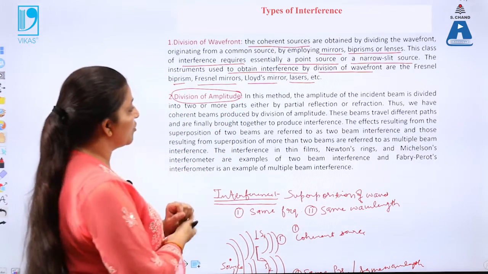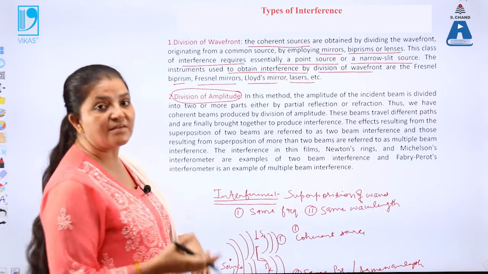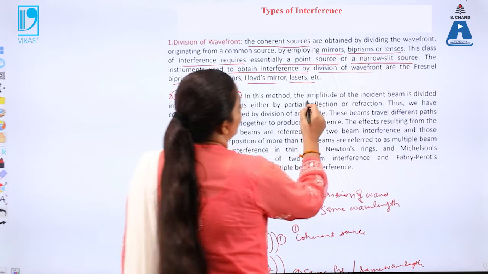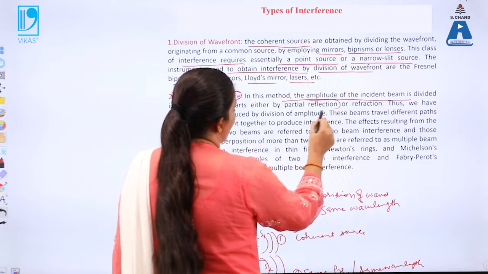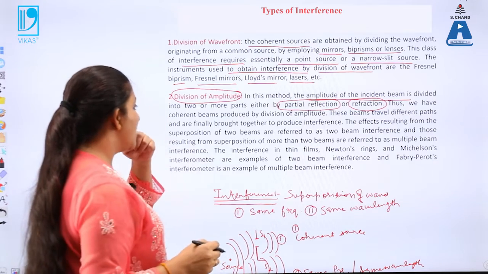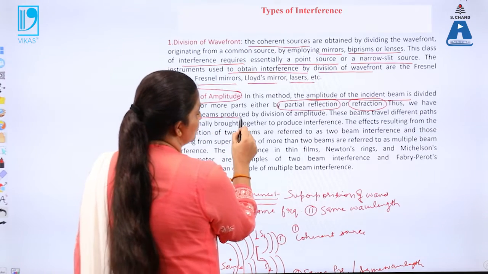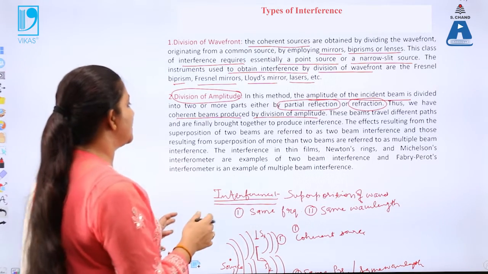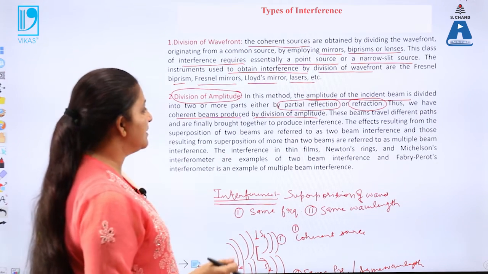Now the amplitude of the incident beam, we know, can be divided either by reflection or by refraction, or you can say by transmission. So here the amplitude of the incident beam can be divided into two parts, either by partial reflection or by refraction. When there is reflection or refraction, the two coherent beams produced by the division of amplitude travel different paths and are finally brought to combine with each other, and we get the interference pattern.